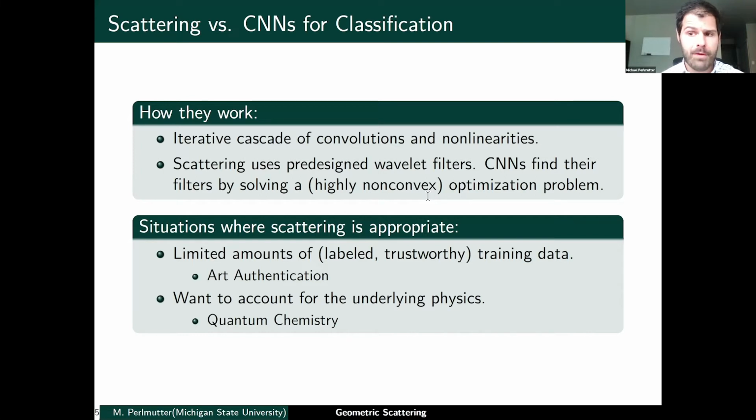Kind of a fun example, which was done by Yang Wang and some other people, is art authentication, where they have a data set of about 80 paintings. 60 of them are Van Goghs and 20 of them are forgeries. This isn't enough training data to be able to train a CNN on, because there's only 80 of them. Even if you had a bigger data set, it's not like Van Gogh painted 1 million paintings. However, you're able to use scattering and still get 97% accuracy for determining if it's a real painting or a fake one.